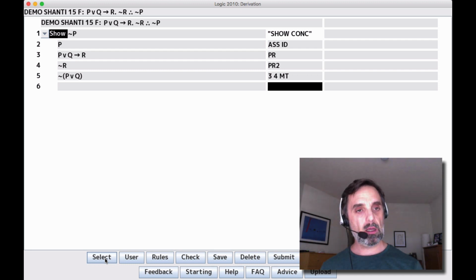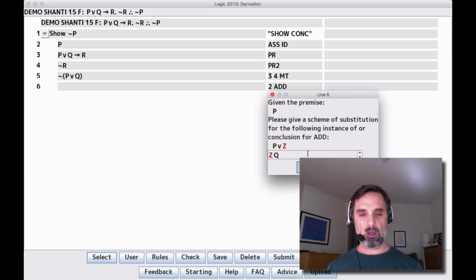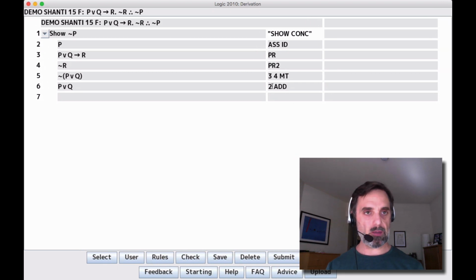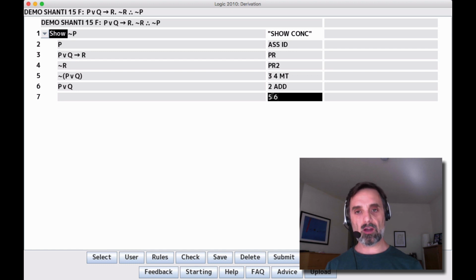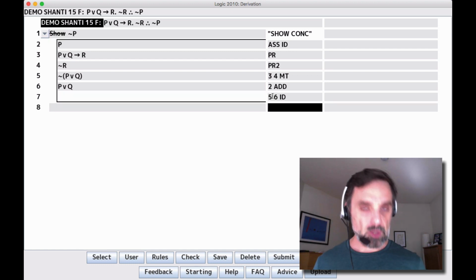And, well, we can get P or Q because we can use addition with line 2. We can say add, and we'll put the Q where the Z goes. So we'll put the Q there, and there we have a contradiction. Oh, my mouse is messed up. We're going to jump out for just a second. So there's our contradiction 5, 6, ID. And there we go.